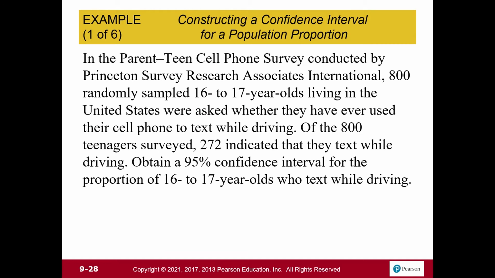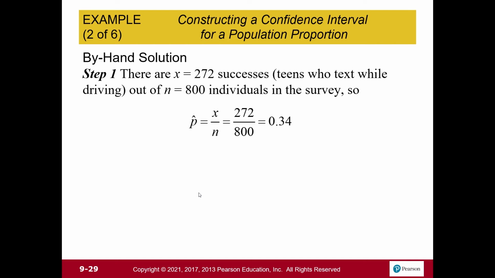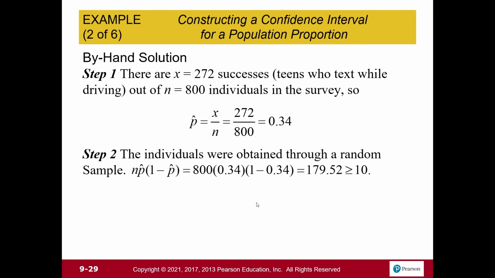So here looks like we have a problem, and we're going to construct a 95% confidence interval. So first we need to calculate the sample proportion based on our data, and this will be what we're going to use to estimate the true proportion. So right now we got 0.34, 272 over 800. And now it's time for us to calculate the margin of error.